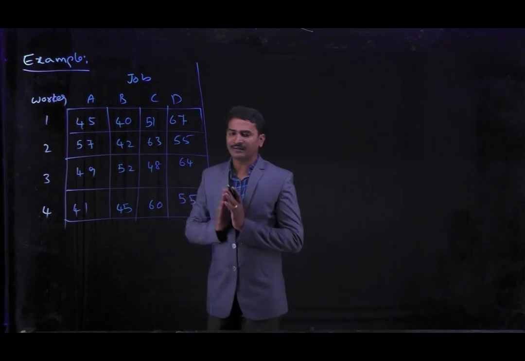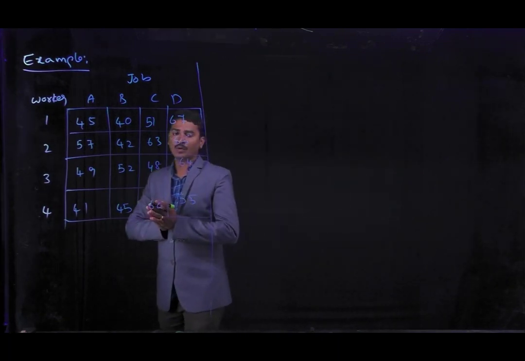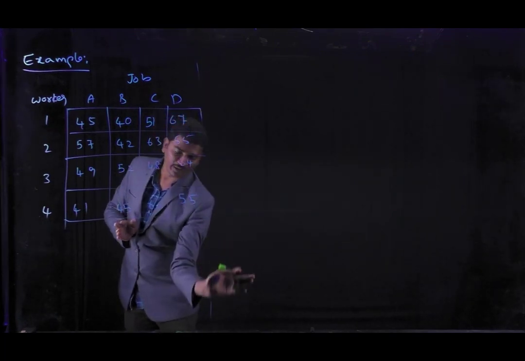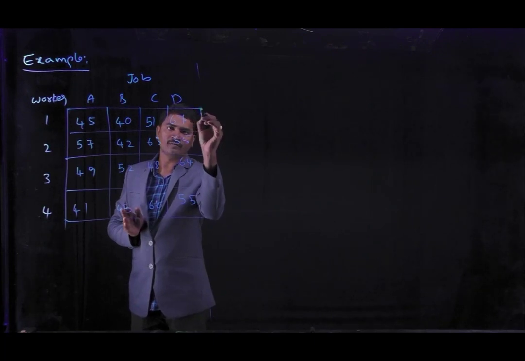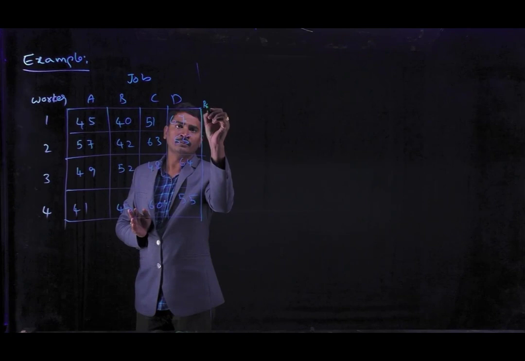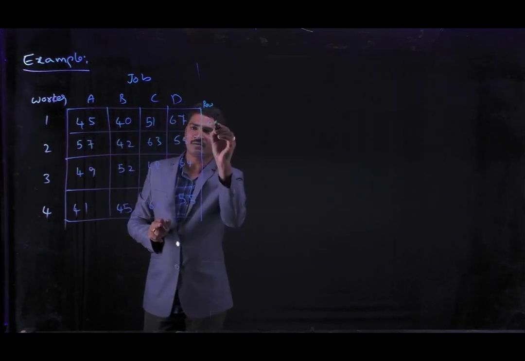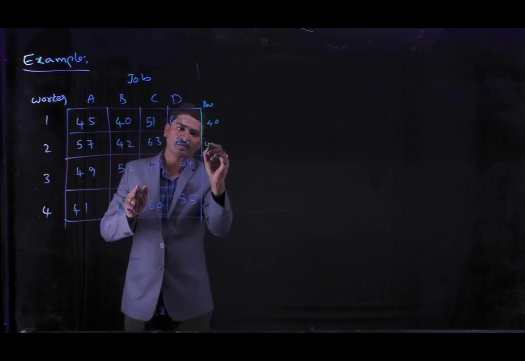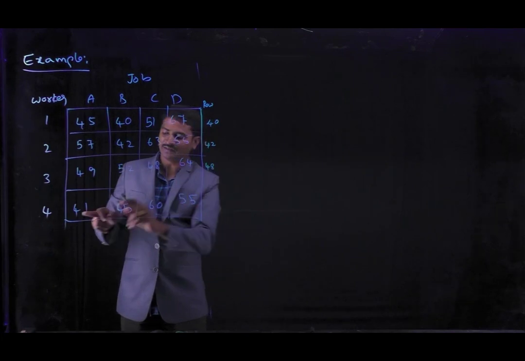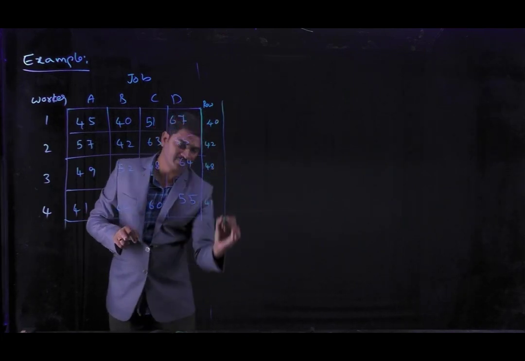What is the first step in an assignment problem? In the first step we have to identify the row minimum values. What are the row minimum values here? The row minimum is 40, and here the row minimum is 42, and here the row minimum is 48, and here the row minimum is 41. Okay, this is our step 1.